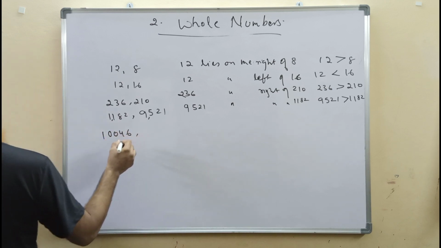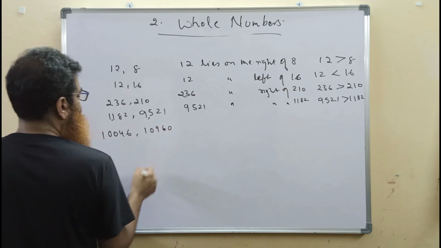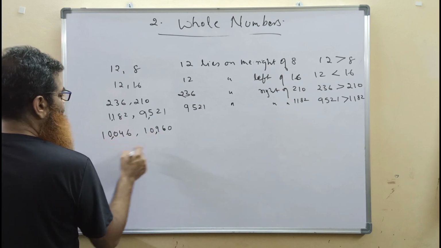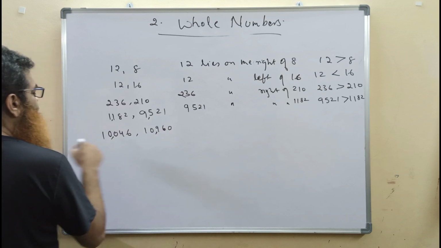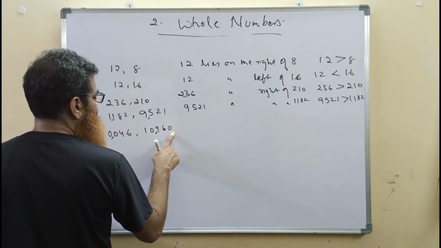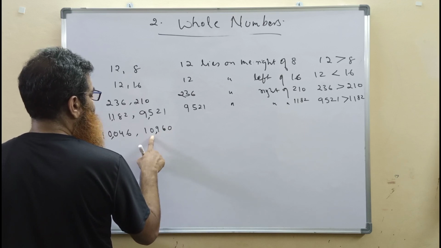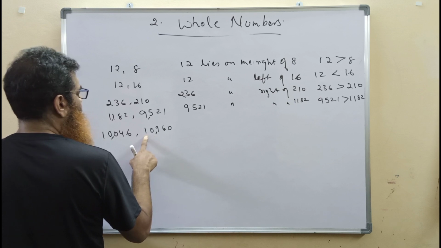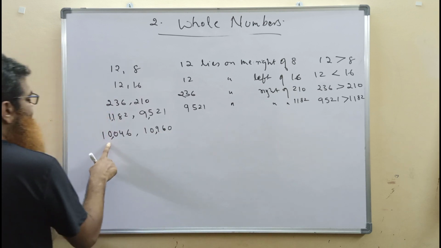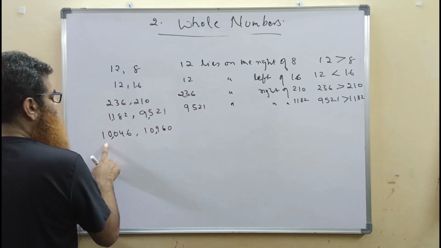Then we have 10,046. It's a five-digit number. Then we have 10,960. Both are five-digit numbers and both are in the ten thousands. We have 1 at the place of 10,000, and 5 digits here as well. This is 10,960 and this is 10,046 similarly.